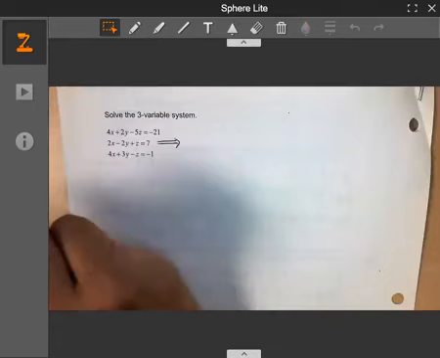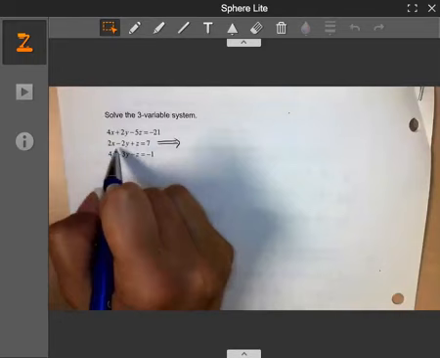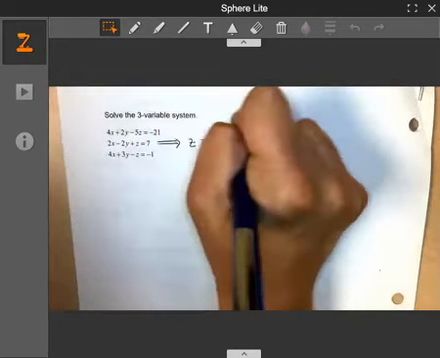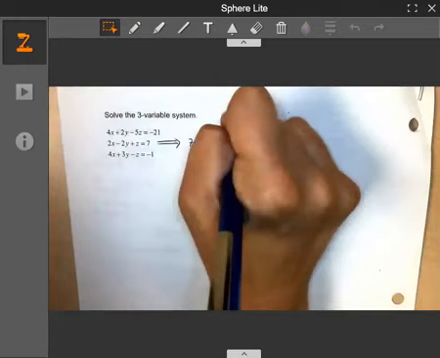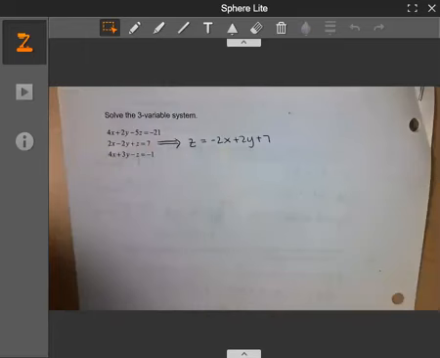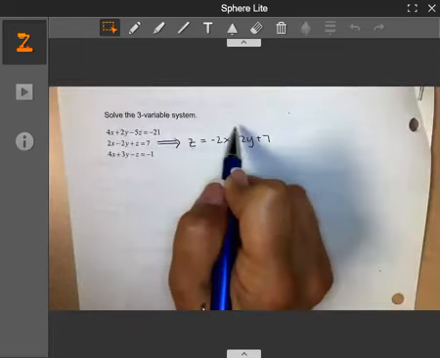I subtract the 2x to get it to the other side and add the 2y to get it to the other side. So z is equal to negative 2x plus 2y plus the 7. So now my z is by itself, and I know what z is. It's negative 2x plus 2y plus 7.